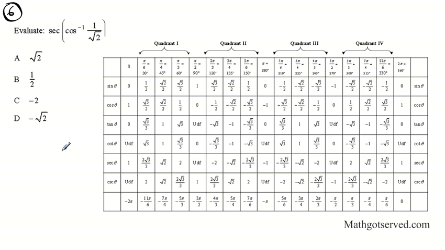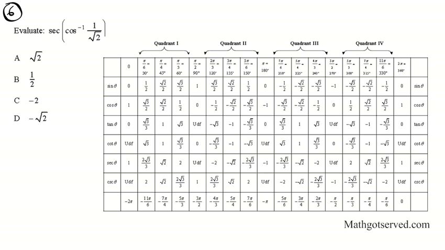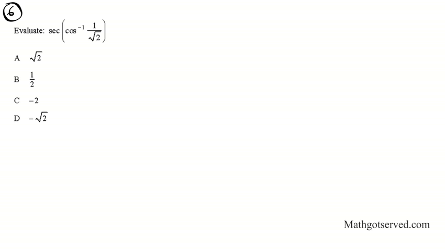What is secant of the inverse cosine of 1 over root 2? So this one, we don't need a chart. We can do this by hand. So let's work it out. So remember the identity, secant theta is what? It's a reciprocal identity of cosine. Secant theta is 1 over cosine theta.